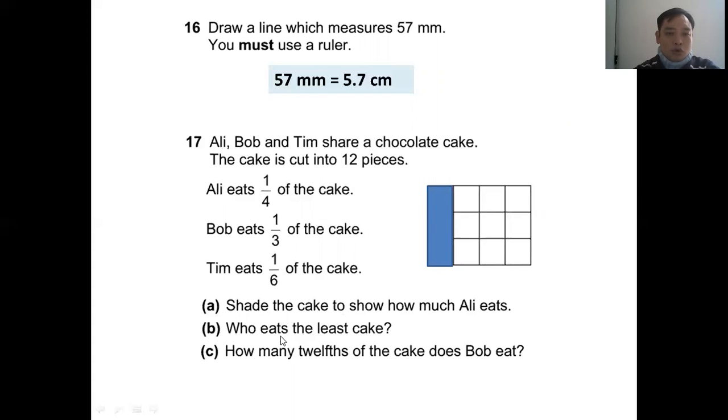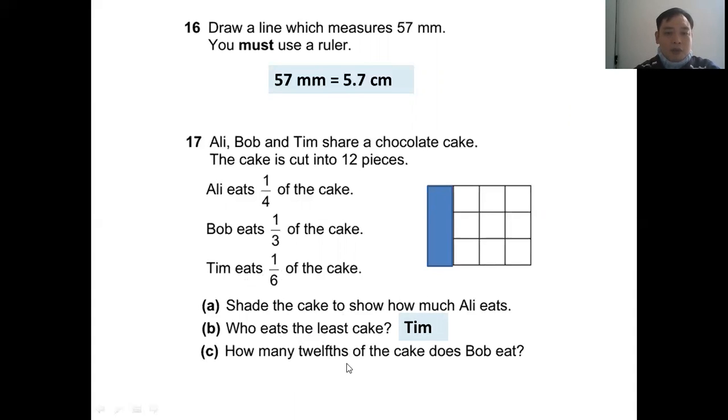B. Who eats the least cake? Now, the least cake means who eats the least. So Tim eats the smallest amount of cake, which is 1 part out of 6 parts. So it is smallest. So Tim is the person who eats the least cake.